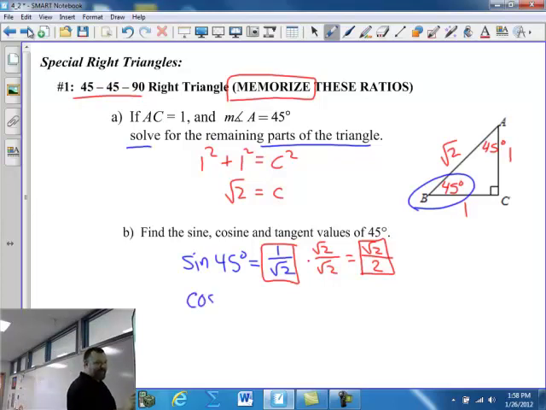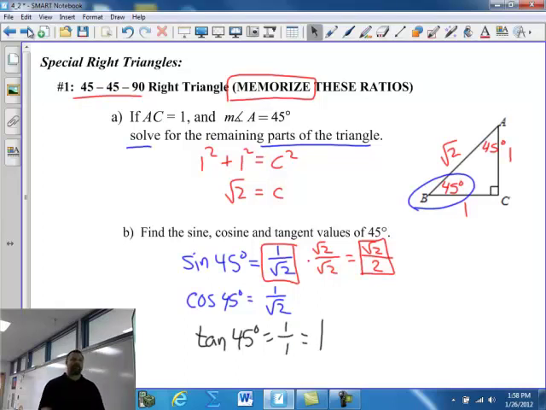How about the cosine of 45 degrees? Cosine's adjacent over hypotenuse. 1 over the square root of 2. But that's the same thing. That's okay because they're both a 45-degree angle. That's pretty cool. How about tangent of 45 degrees? Let's see, that would be opposite over adjacent. That's 1 over 1, which is just 1.